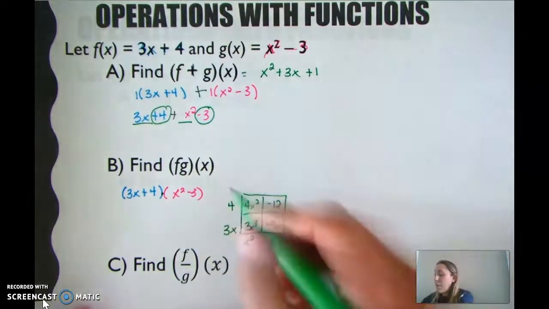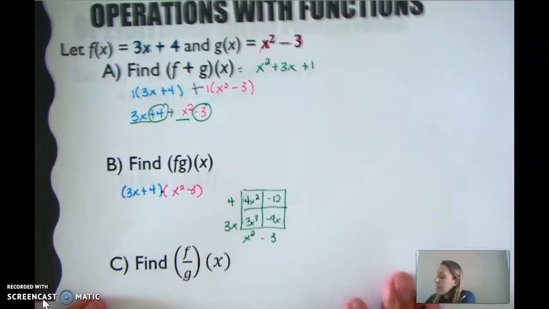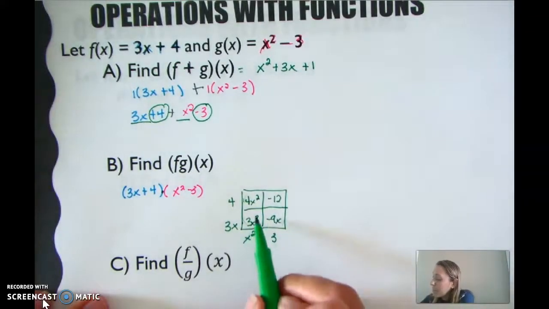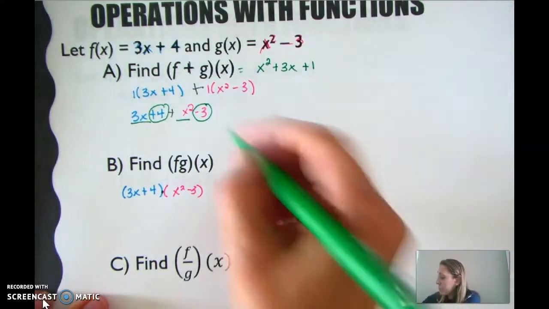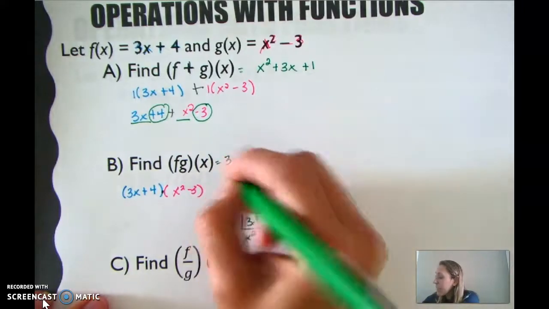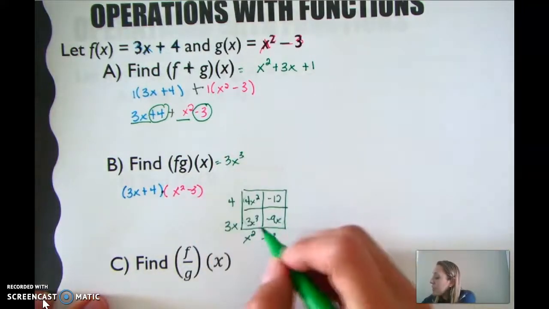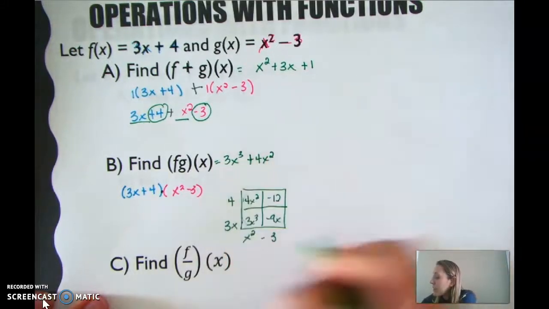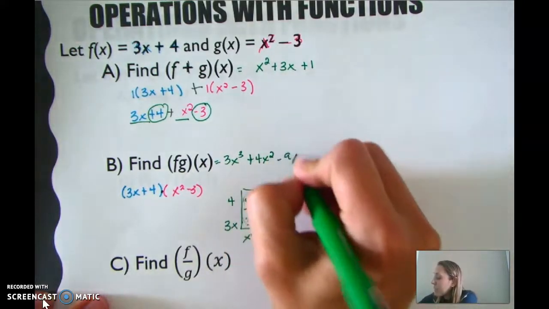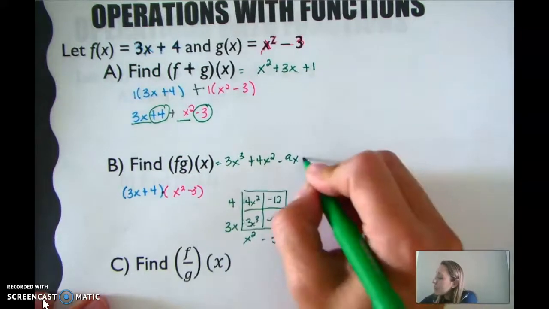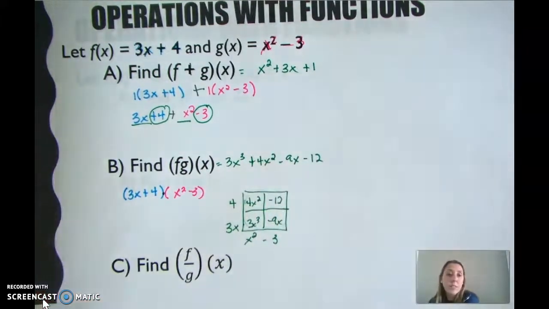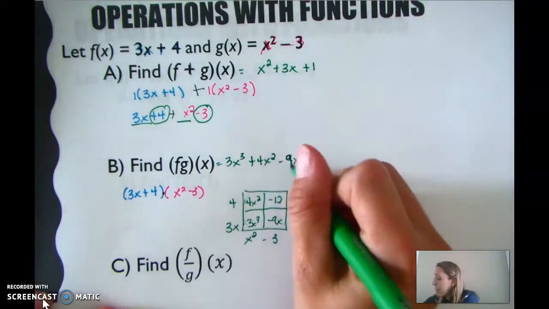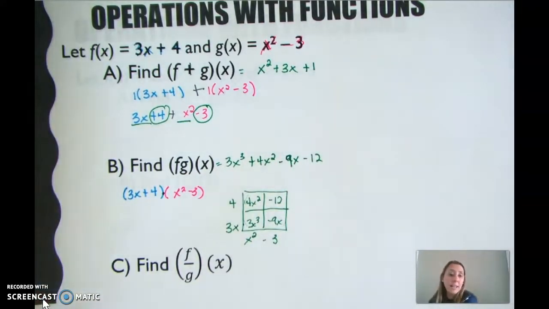Now I just put these all together and add them up. And I can put them in descending order. So my largest exponent is 3x cubed. Oh, I have a square right there, so plus 4x squared minus 9x minus 12. So that is my answer right there. There are no like terms to be combined, and I am done.